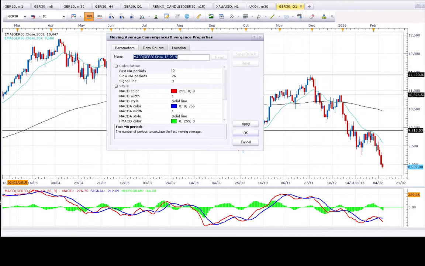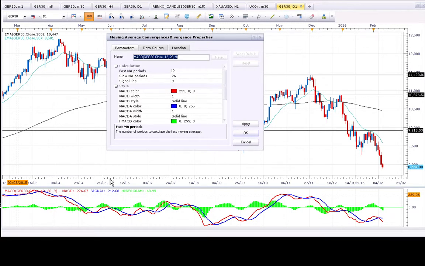So the typical default details for the MACD are 12, 26 and 9. Okay, and you can change these settings. I normally tend to keep them as standard, but the lines are made up using these settings. So the MACD line, which is the red line, is the difference between the fast moving average and the slow moving average. So the difference between those two creates that line.